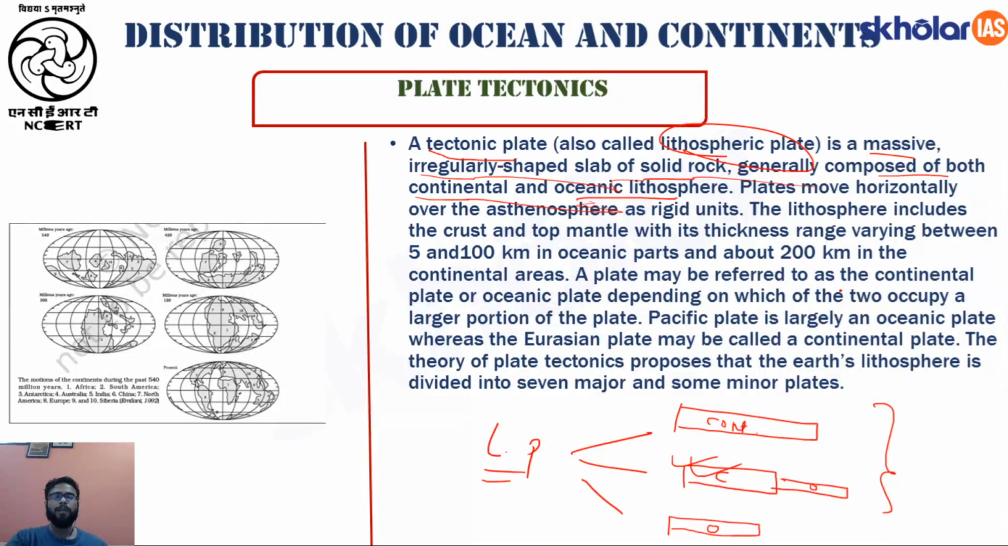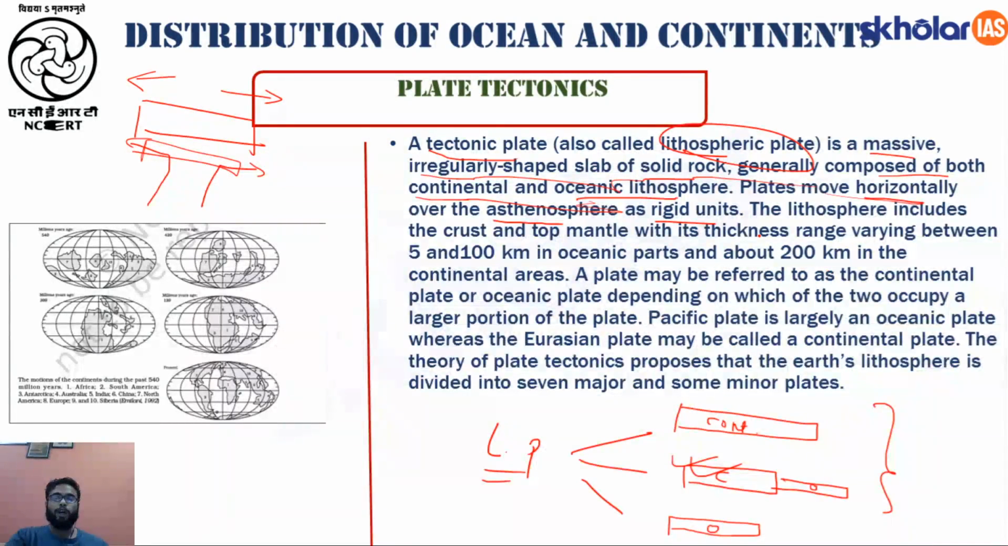These plates move horizontally over the asthenosphere as rigid units. If this is the lithosphere, below the lithosphere we have the asthenosphere, and here we have the mantle convection cells. Because of the upper limbs of the mantle convection cells, this lithospheric plate will either move to the right or to the left. Understood? So they move horizontally.